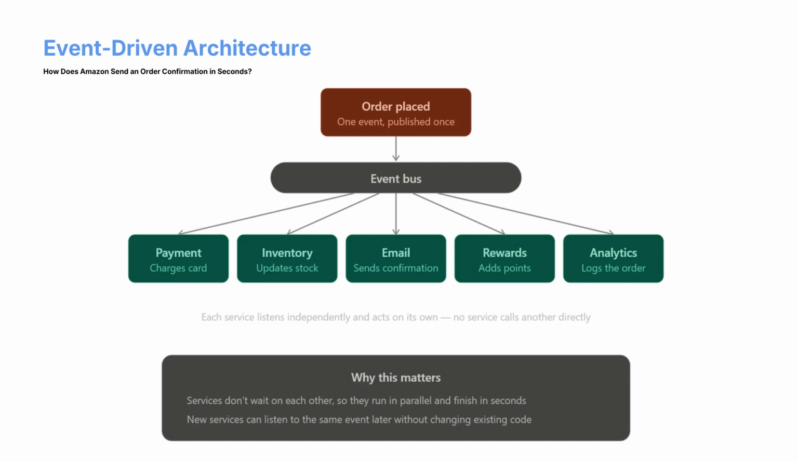Imagine you place an order on Amazon. Within seconds, your payment is processed, inventory is updated, an email confirmation arrives, reward points are added, analytics are updated, and your order appears in your history. Did one service perform all these tasks? Not at all. Instead, one simple event triggered many independent services to react. This architecture is called event-driven architecture, and today we'll learn it in the simplest way possible.